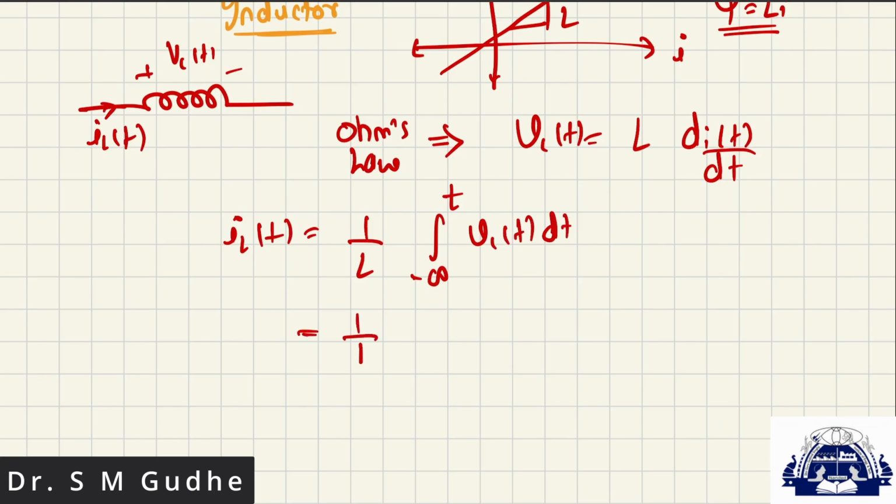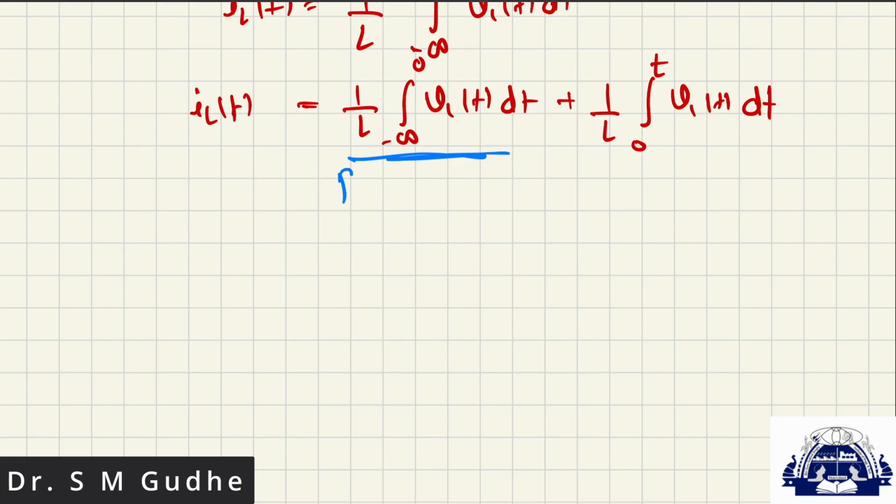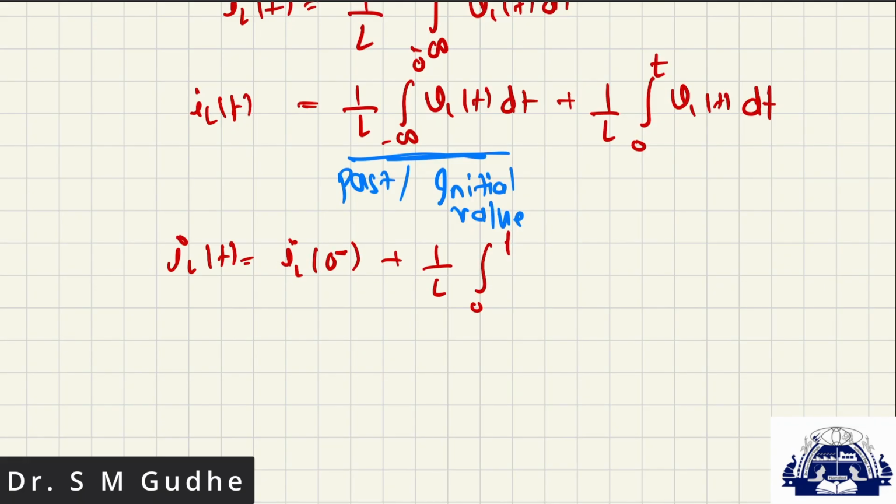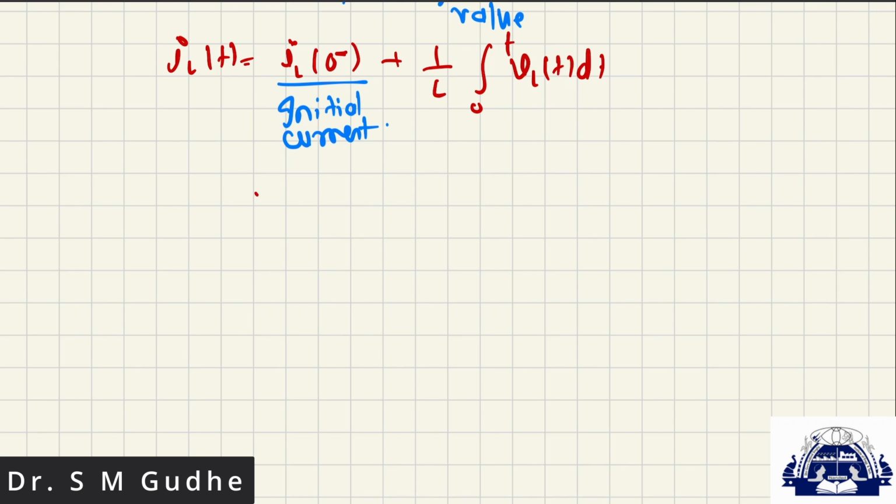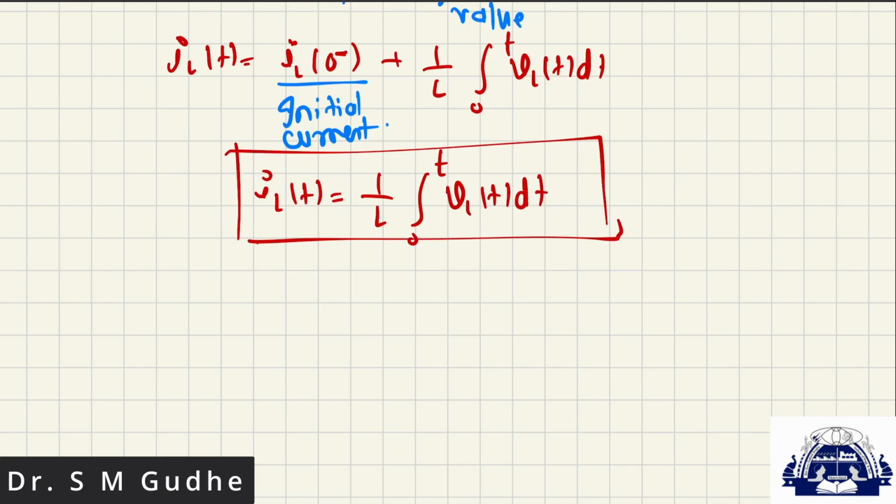So if we divide the integration at 0 plus, this is called the past or initial value. So IL of t is equal to IL of 0 minus plus 1 by L, 0 to t, VL of t dt. और इसे ही कहेंगे हम initial current. If initial current is 0, then IL of t is equal to 1 by L, 0 to t, VL of t dt. Means inductor can have the previous value. So it is called the memory element.